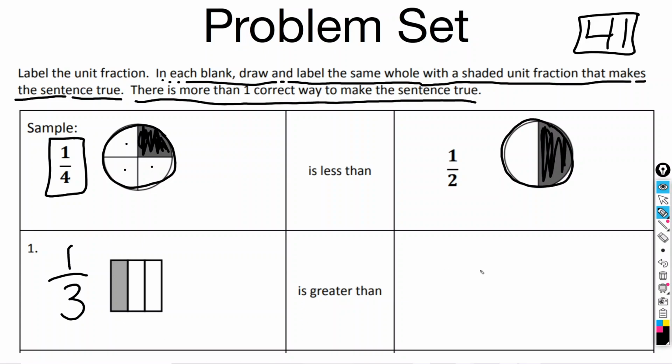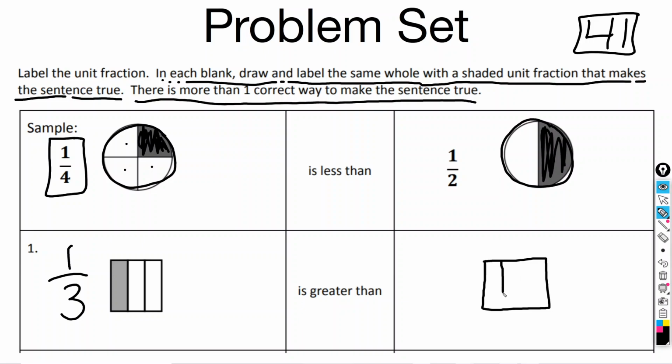1/3 is greater than. So what we want to do is make something that has smaller pieces so that this 1/3 is going to be the bigger piece. So first I need to come over here and draw an object or a whole that is the same size as my example. And then I want to make smaller pieces. So I'm just going to do sixths because I know that sixths are smaller than thirds.